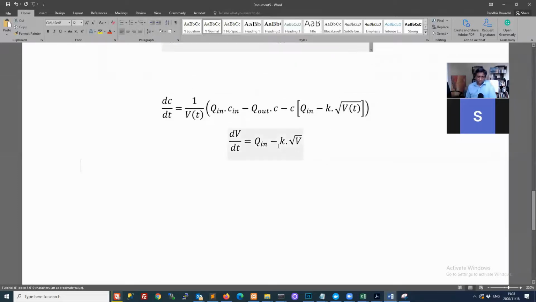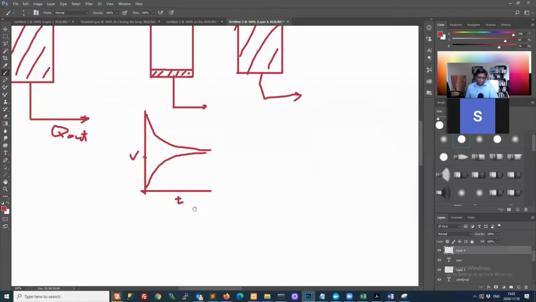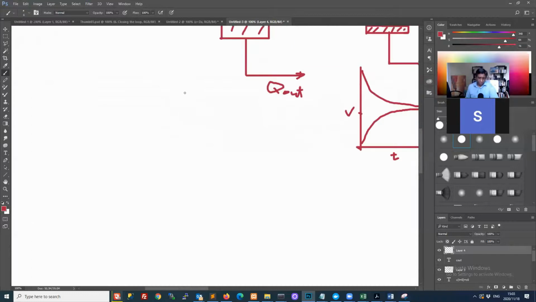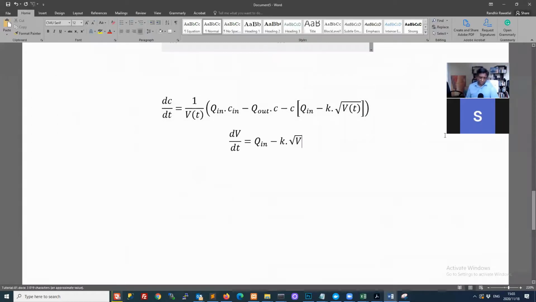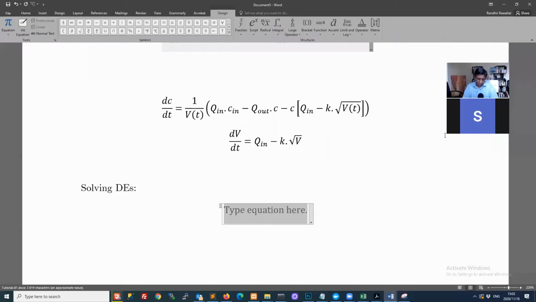So let's talk about solving differential equations. Let's just consider it in the abstract first. Let's take a simple scalar case first. So let's say dy dt is some function of t and y. That's our differential equation.